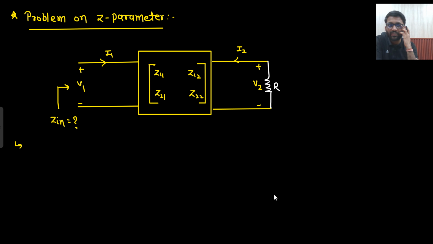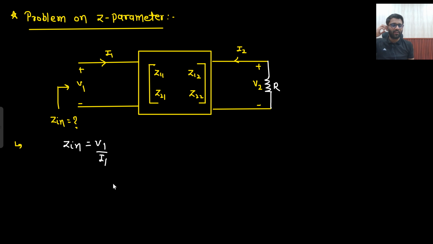Now let's solve a problem on Z parameter. I will relate it with S parameter. What I am gonna do, you will understand, but I will relate it with the S parameter. So what do I need to find? I need to find Z in. What is my Z in? Z in is V1 by I1. Right? Z in is V1 by I1.